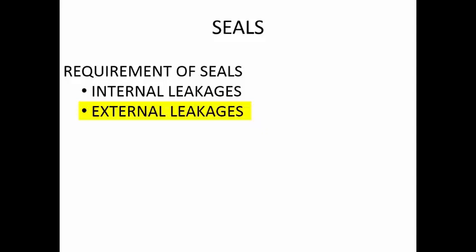If the connections are not made properly, you will have leakage of the fluids. Now, which of the two leakages is more dangerous? If you consider the internal leakage, the fluid is not doing any work, but it is remaining within the system. So because of internal leakage, you will have lowered efficiency of the system. So there will be a lot of power losses.